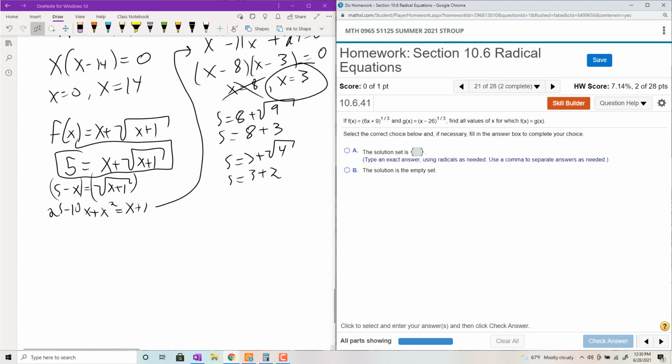So this one you just want to set both equations equal to each other. So you would set 6x plus 9 to the 1/3 equal to x minus 26 to the 1/3, and then cube both sides.